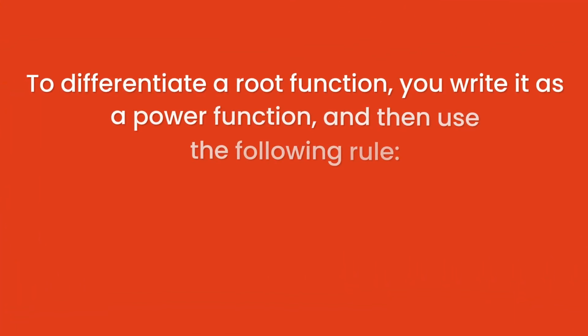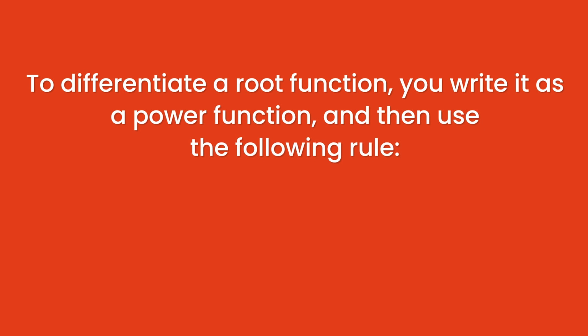To differentiate a root function, you write it as a power function, and then use the following rule. For f of x equals x to the power of m over n, its derivative f prime of x equals m over n times x to the power of m over n minus 1.